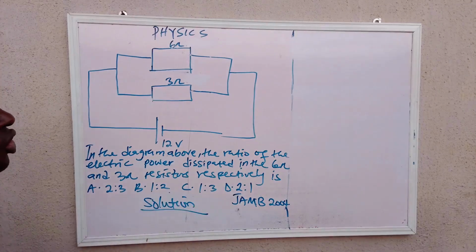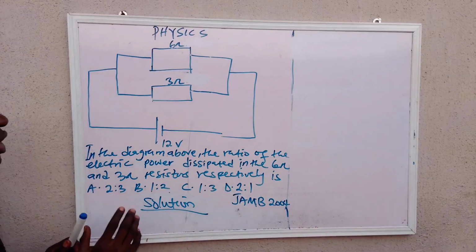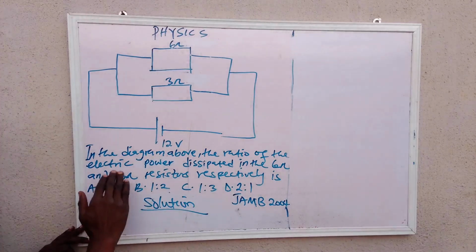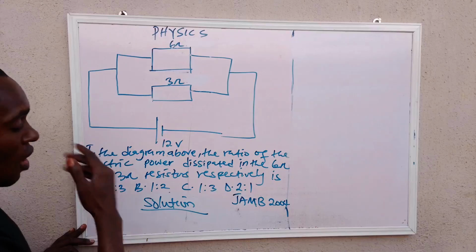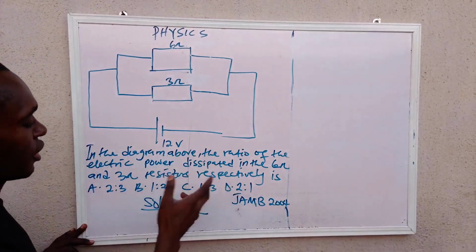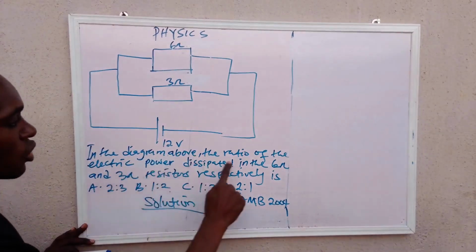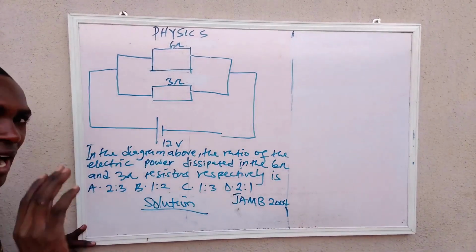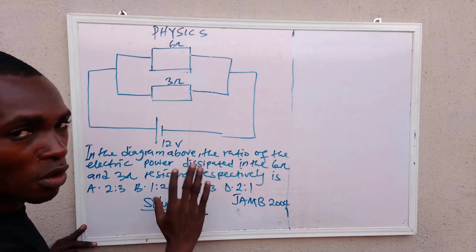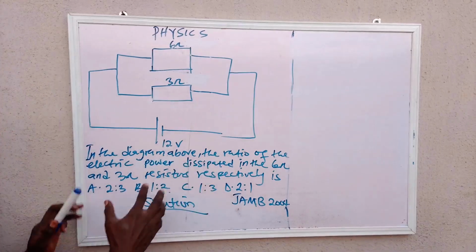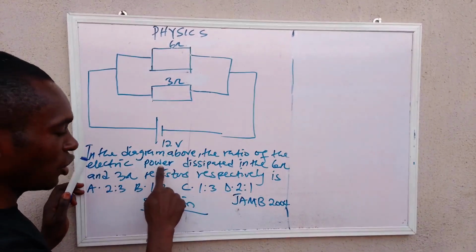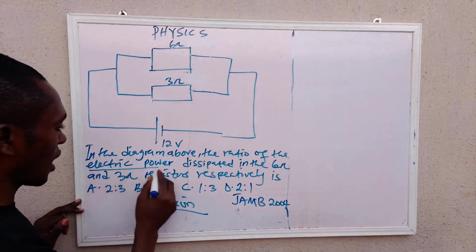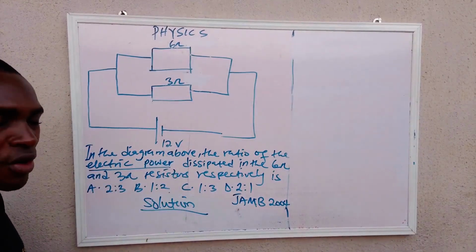The first thing you need to do, I always say, is to check what the question says. Or you bring out your parameters first, but let's look at the question. Don't forget, what we're asked to calculate is the ratio of the electric power dissipated. So what you ask yourself first is, what is the formula for electric power? Mind you, this is electric power. This is very, very important.